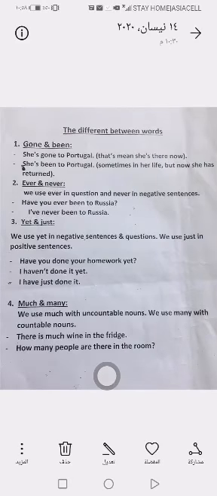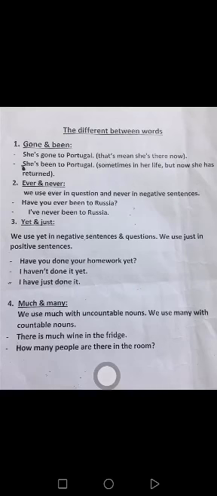For example, she's gone to Portugal. That means she's there now. Second example, she's been to Portugal. She's been to Portugal sometime in her life, but now she has returned. That's the difference between gone and been, that is, when I have to use gone and when I have to use been.